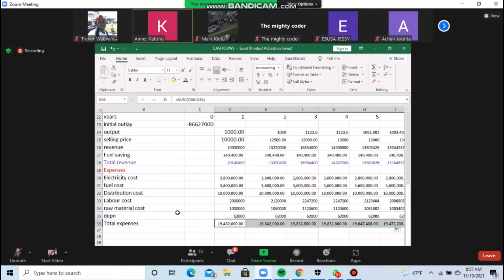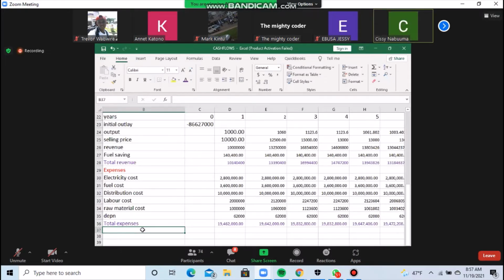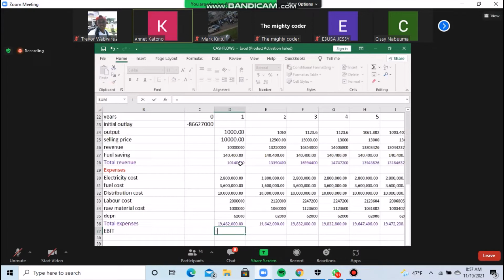Now, we have the total revenue and we have the total expenses. So if you have total revenue and total expense, ideally you're going to get your earnings before interest, before tax. Yes, those things that you know. So I have earnings before interest and before tax. How do I get that? You're going to get the difference now. Get this, then you subtract the expenses that you have.